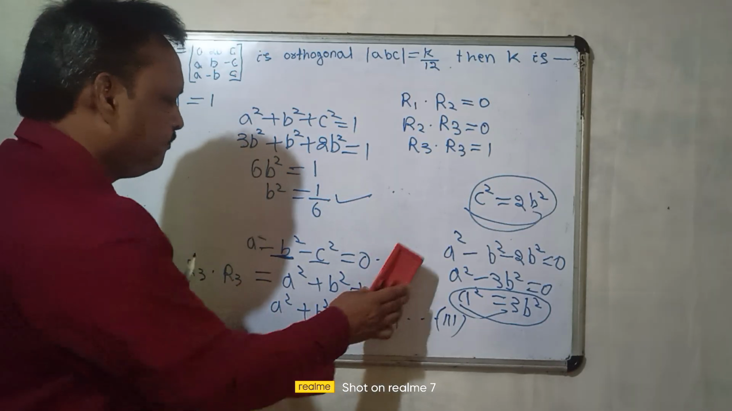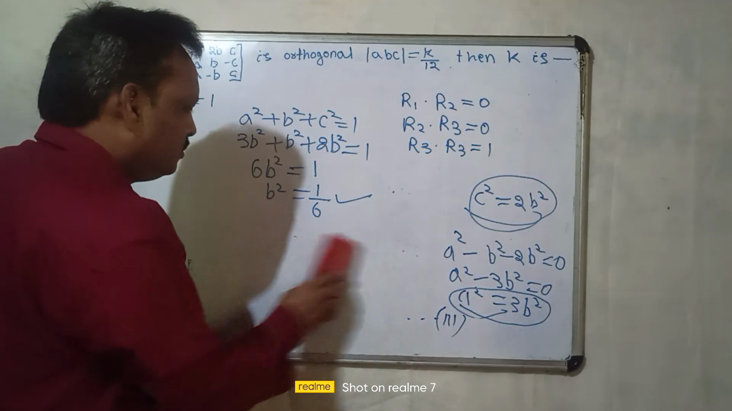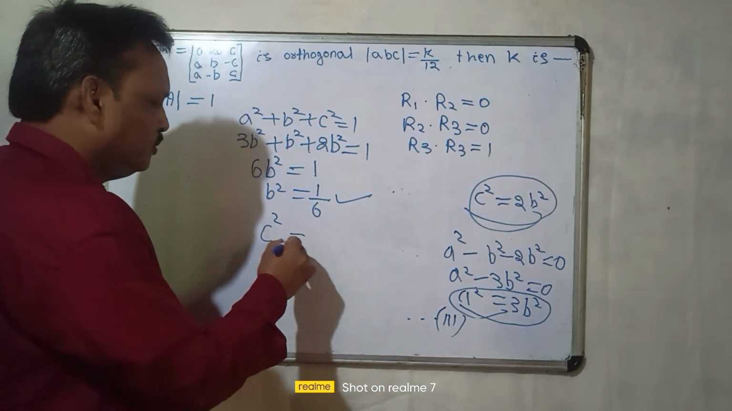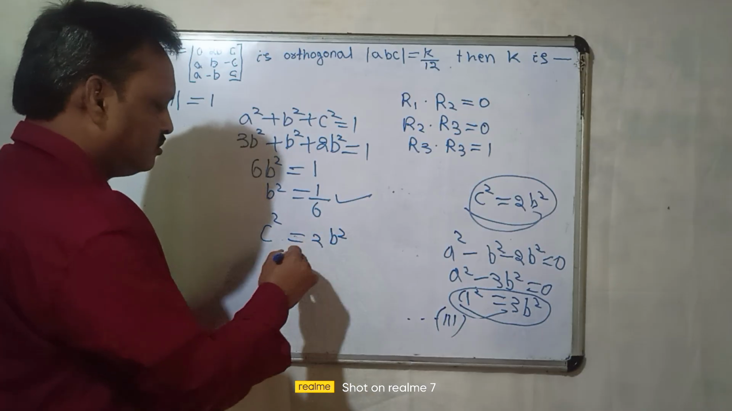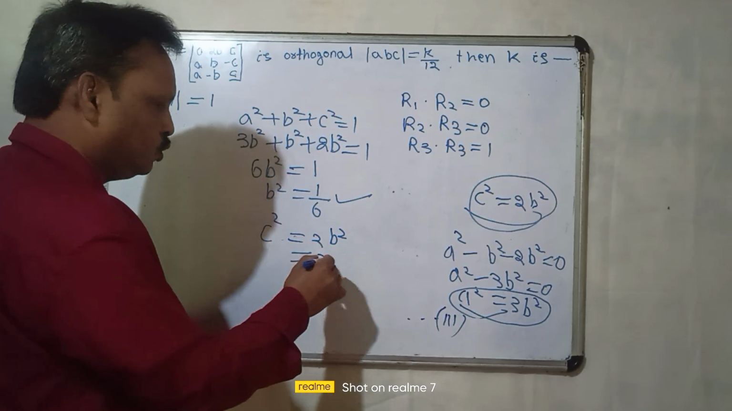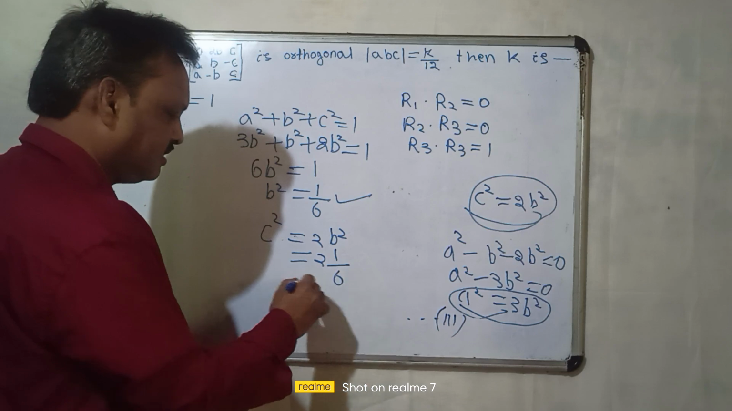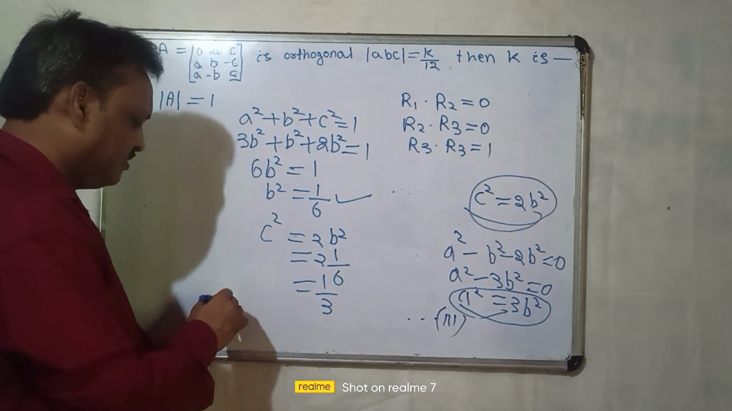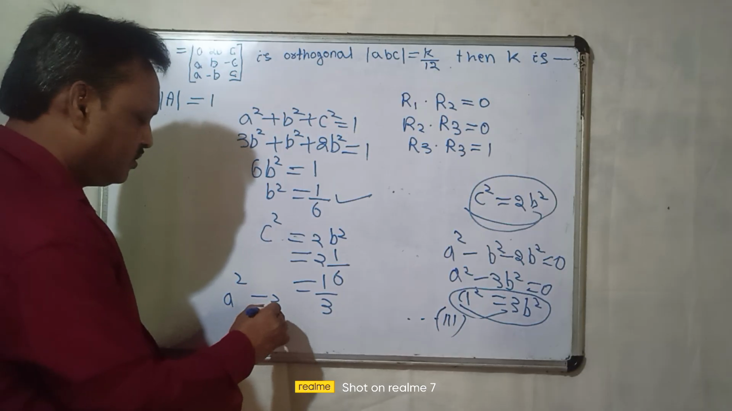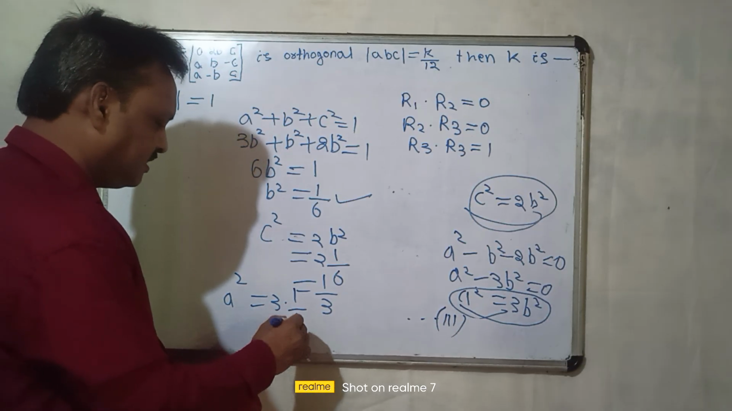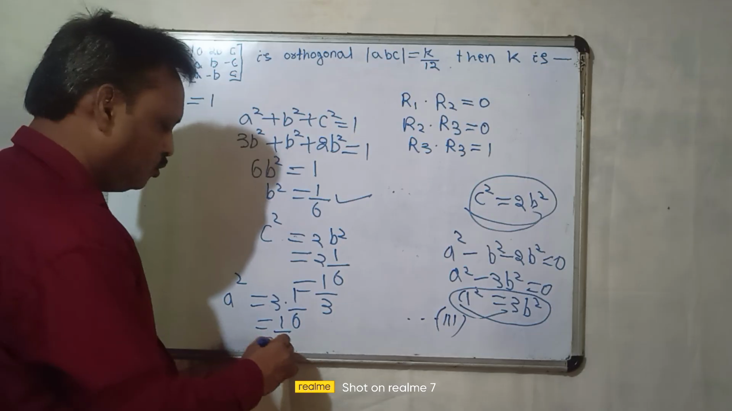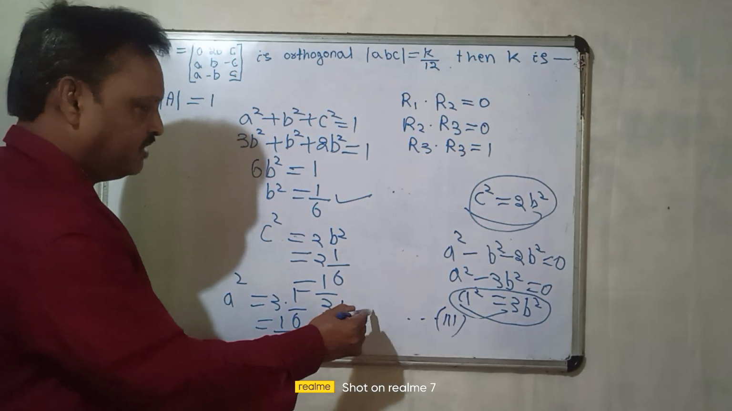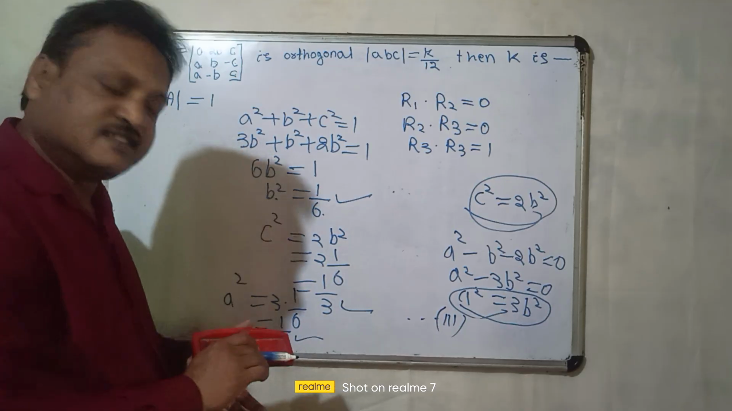Similarly, c square is equal to 2b square. Substitute this value, we get 2 into 1 by 6, that is 1 by 3. So c square is equal to 1 by 3. Similarly, a square is equal to 3b square, 3 into 1 by 6, that is equal to 1 by 2. Now a square is equal to 1 by 2, c square is equal to 1 by 3 and b square is equal to 1 by 6.